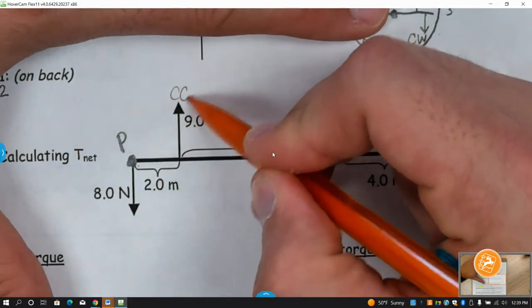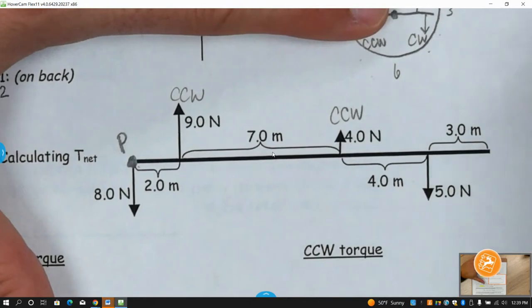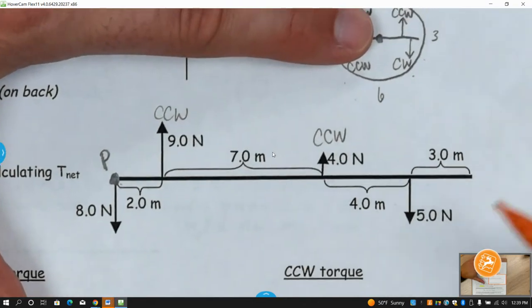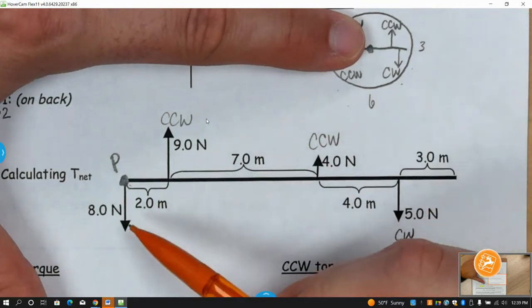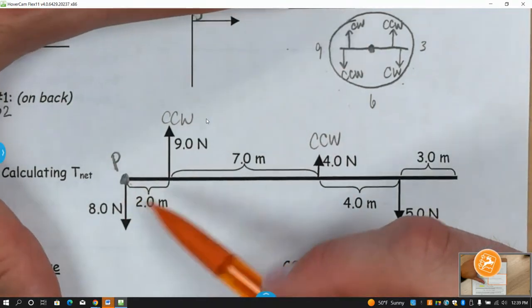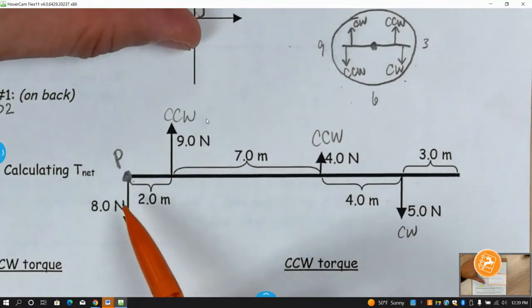So counterclockwise, counterclockwise. On the way back, a downward force will be considered clockwise. So CW, wait a minute, Mr. Lombardo. Do I put this one as CW or do I cross this one out?